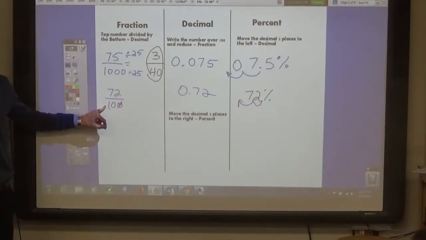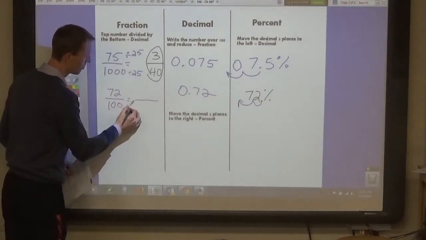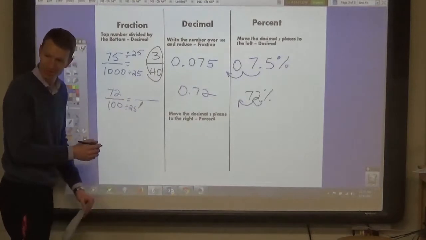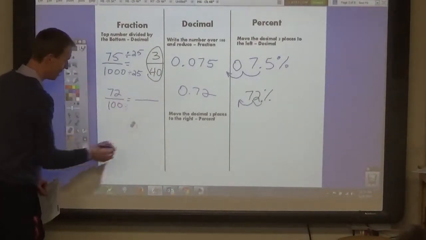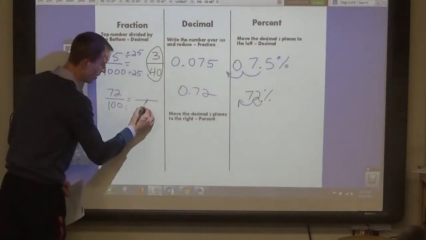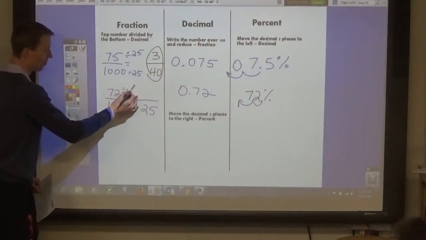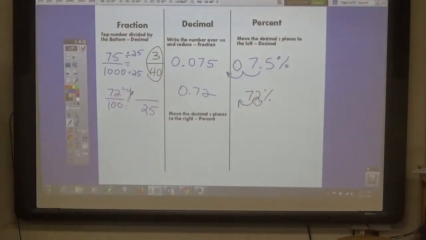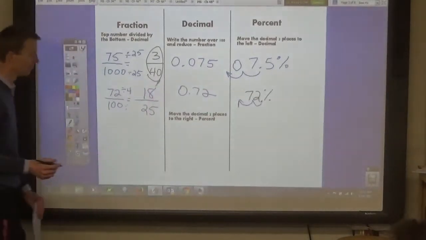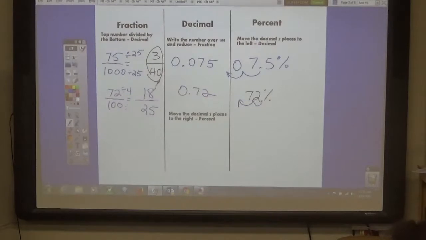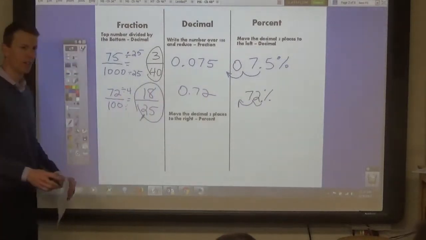So what's 100 divided by 4? 25. Just quarters. Yep, just quarters, good. What's 72 divided by 4? Good. Very good. Is this in simplest form? Yes. How do you know?